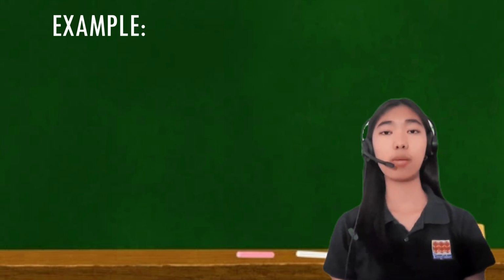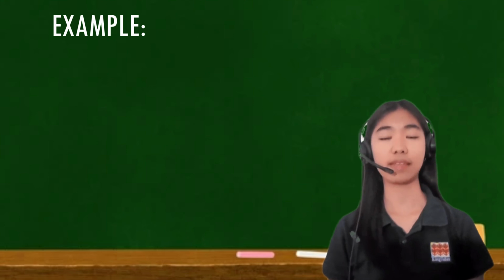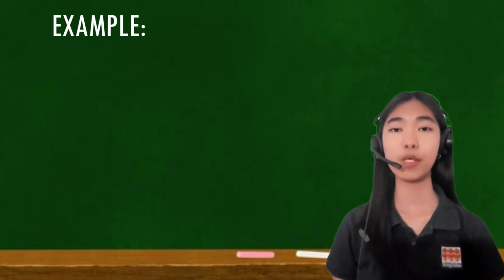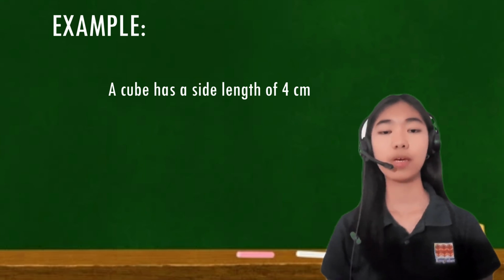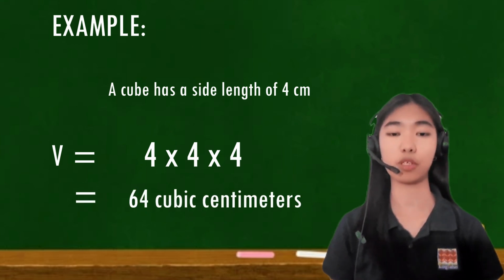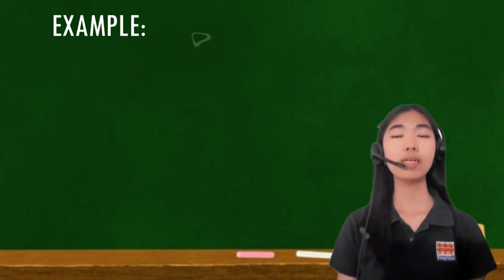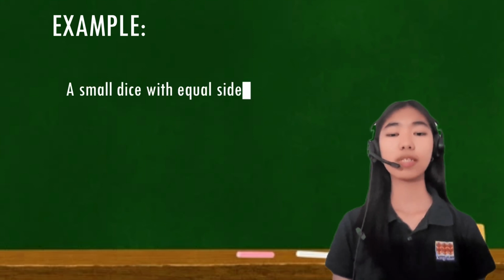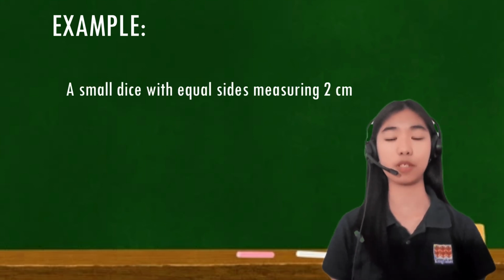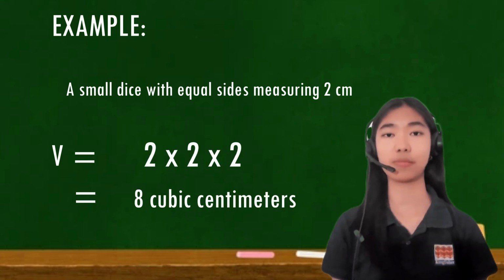So now let's try an example for a cube. A cube has equal sides, so its volume formula is side cubed, or side times side times side. So for example, if a cube has a side length of 4 cm, we calculate the volume like this: volume is equal to 4 times 4 times 4, which gives us 64 cubic centimeters. That means the cube can hold 64 cubic centimeters. Another example for a cube: a small dice with equal sides measuring 2 centimeters. So using the formula, it has a total volume of 8 cubic centimeters.